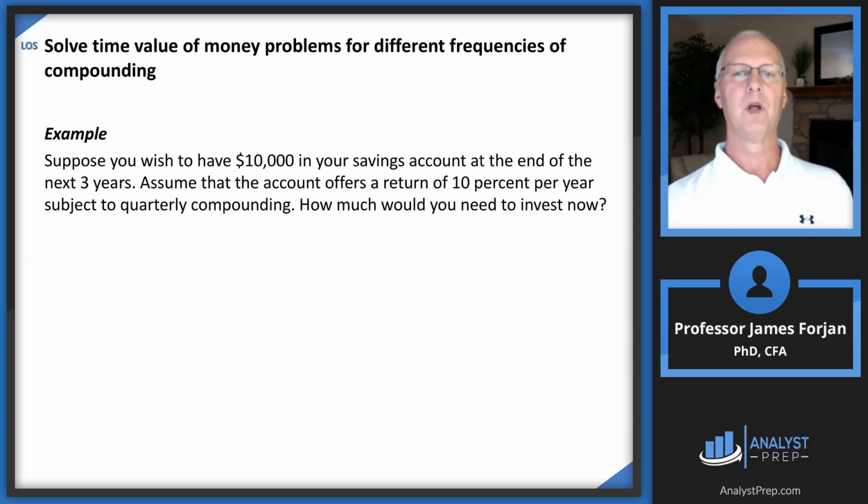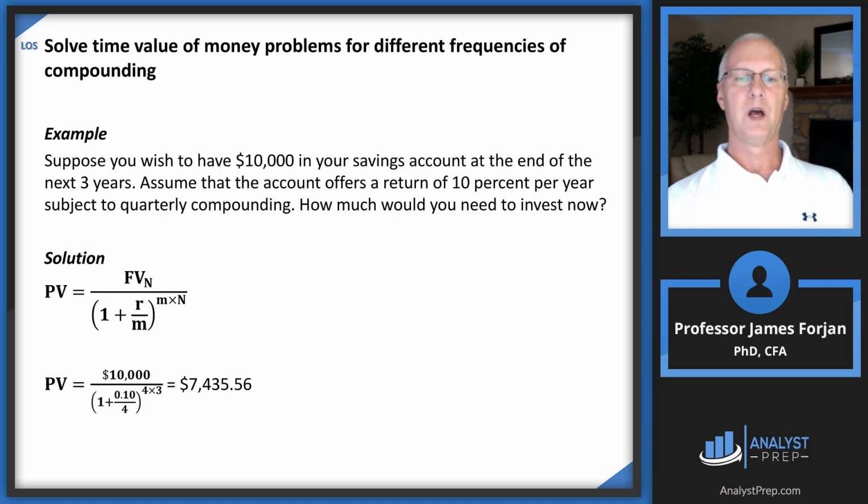Here's a good example. Let's suppose that we want $10,000 in our savings account at the end of 3 years. If we have a discount rate of 10% quarterly compound, how much would we need to invest now? In other words, what is the present value of that $10,000 to be received in 3 years if interest rates are 10%?